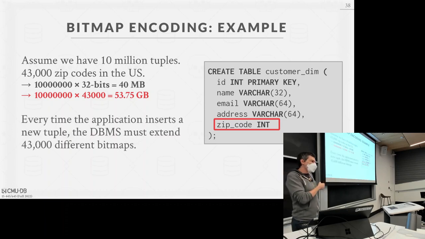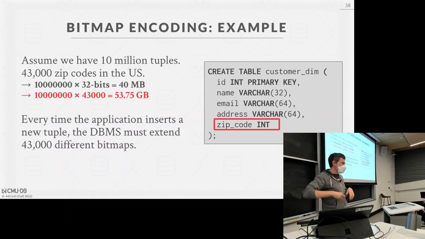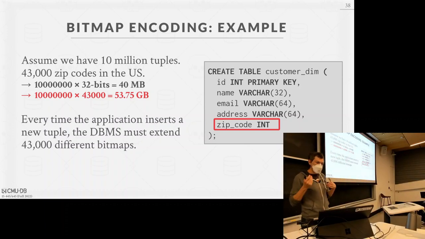The other problem with this approach is that every single time I add a new value or a new tuple, I have to extend all these bitmaps. And every time I add a new attribute, that's easy because you just declare a new bitmap field. It's inserting new tuples that is problematic. Some data systems will let you create bitmap indexes. There are some systems that only store data as bitmaps like this, and there are other ways to encode databases using bitmaps as well. We don't need to get into that right now.